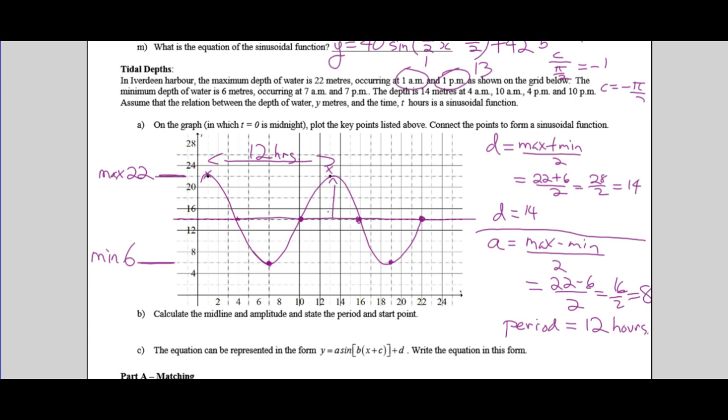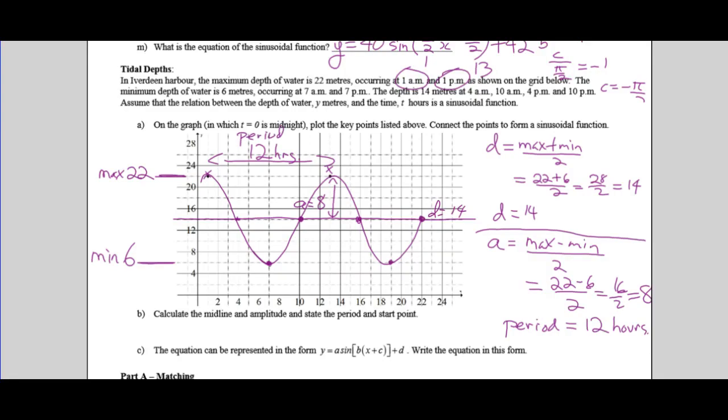Now, you can label stuff like this. So if I don't ask you to algebraically determine, you could just label this, say D is 14, you can go here, you can say A is equal to 8, right? Just counted it, 2, 4, 6, 8. You could say here's the period is 12 hours, right? So just go period, 12 hours.